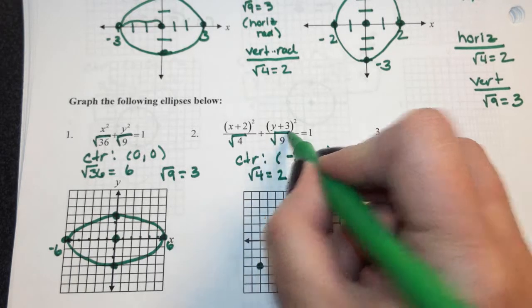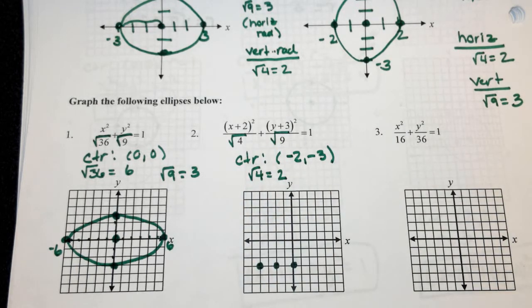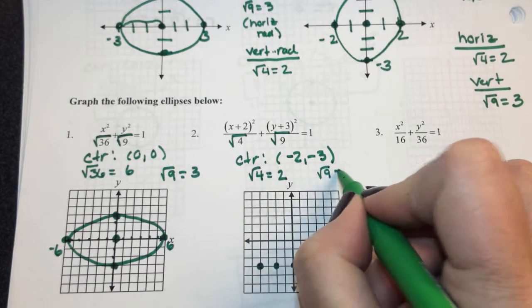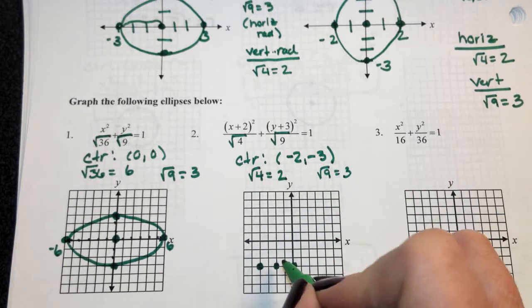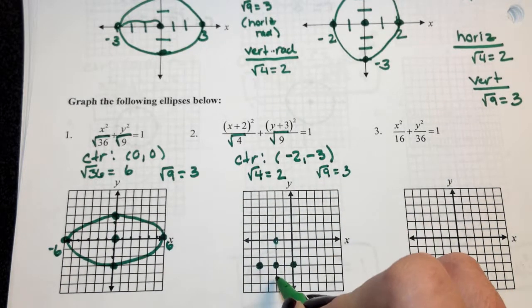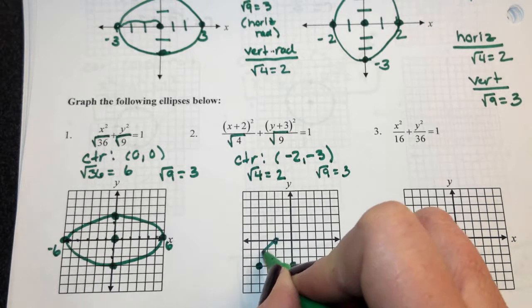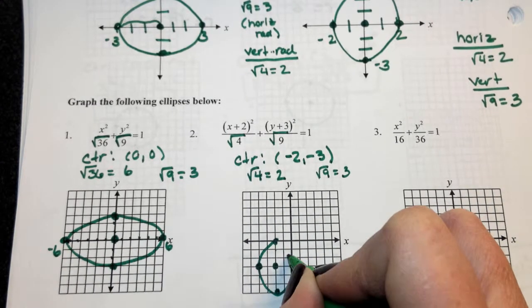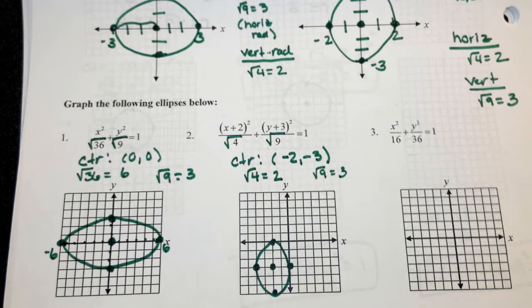Take the square root of the number that's underneath y. And what is the square root of 9? The square root of 9 is 3. So I'll go 3 units above the center, 3 units below. And there's that center. There's that ellipse.